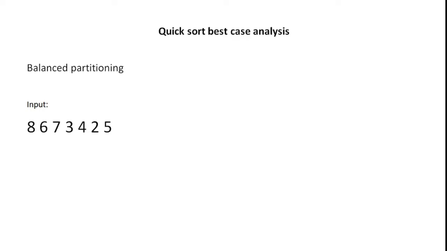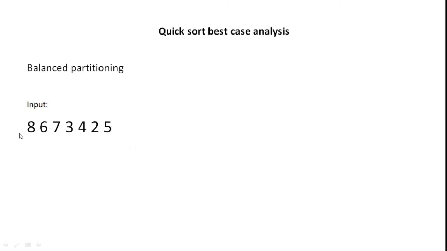If this is the array, and if we take 5, I'm trying to discuss with the help of an example, and this is the input which will have balanced partitioning, and I will show how this input is going to give order of n log n in the best case. This is the input, and to apply Quicksort, I hope that you know how the partitioning algorithm works.